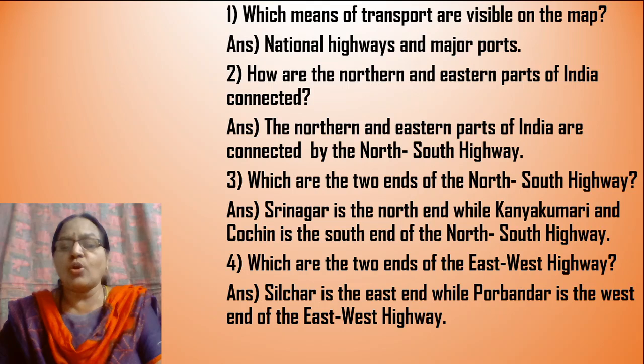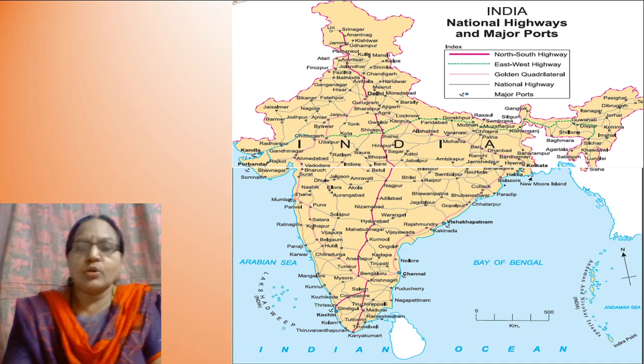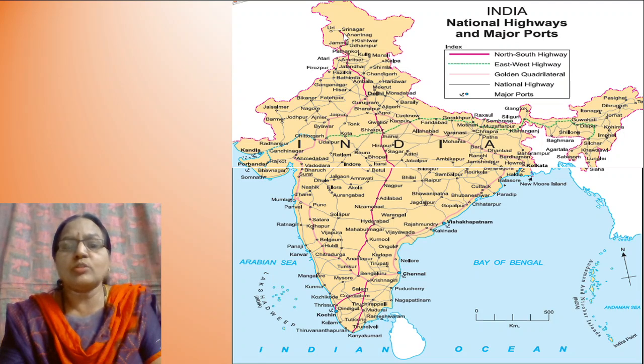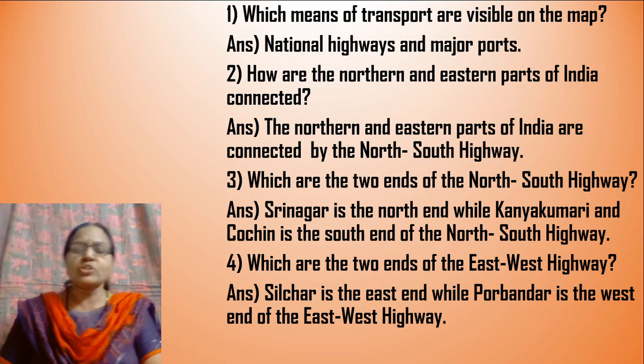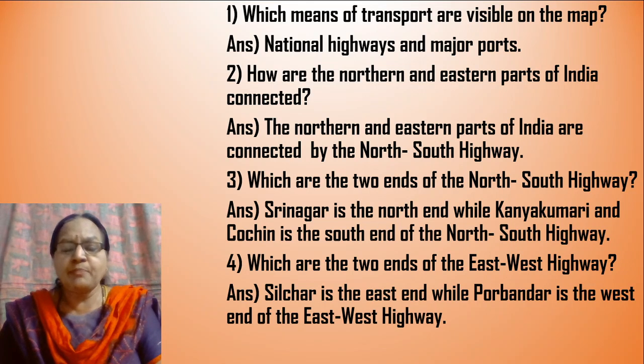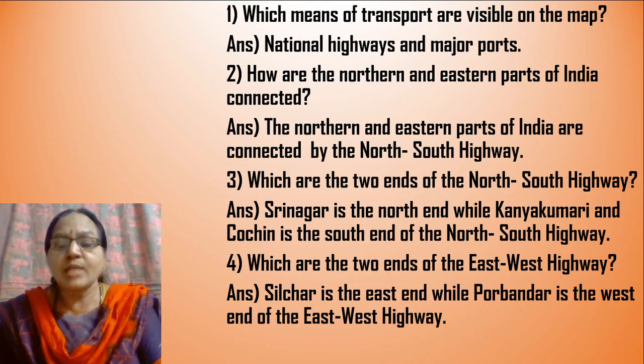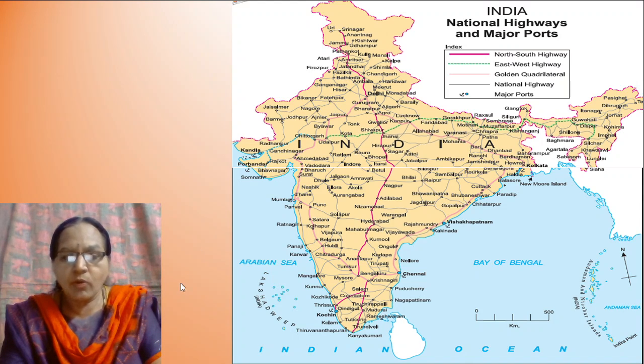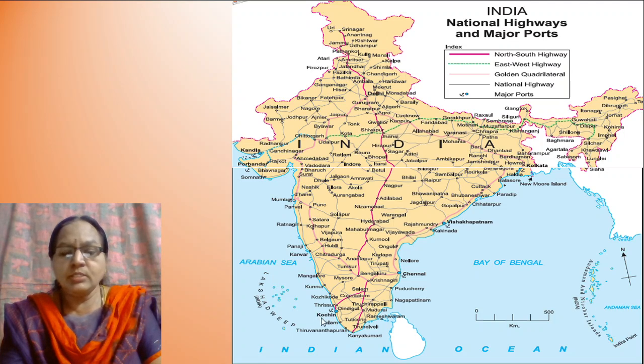Which are the two ends of the north-south highway? Okay, so this is the end of the north-south highway. At the end of the north, we have Srinagar, and at the end of the south, we have Kanyakumari. So, which are the two ends of the north-south highway? Srinagar is the north end, while Kanyakumari and Cochin are the south end of the north-south highway. So look at this. Here, Cochin. Though the spelling of Cochin is C-O-C-H-I-N, here it's given as K-O.